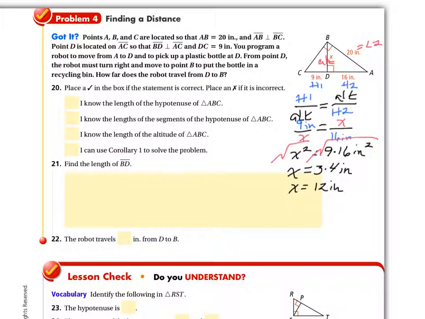Right? All right. So what I would like you to do is go grab your workbook from the back really quickly.